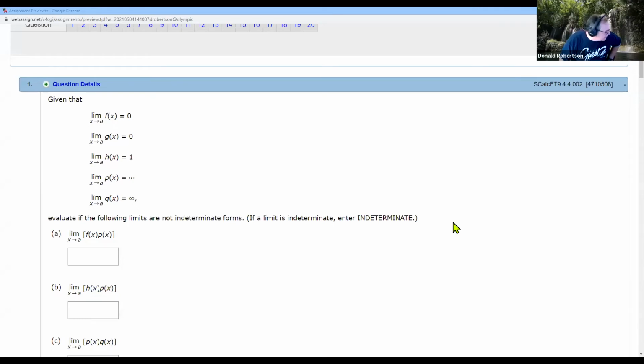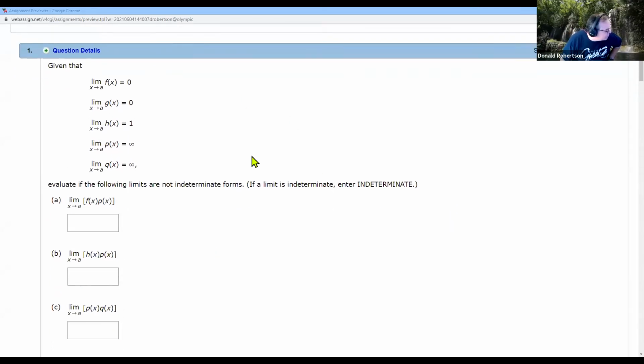So here is a bunch of expressions, which I'm now going to zoom over. Sharing again. Yeah, that was me. It wasn't them this time. Here we go. Here is a whole bunch of questions or expressions. You see, some of them are ones, some are zeros, some are infinities. Would f of x times p of x be considered indeterminate?